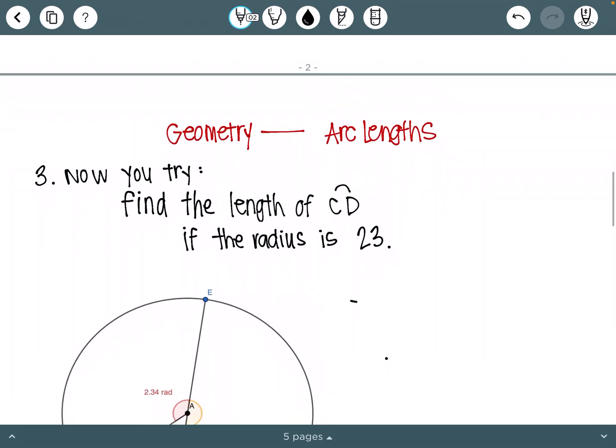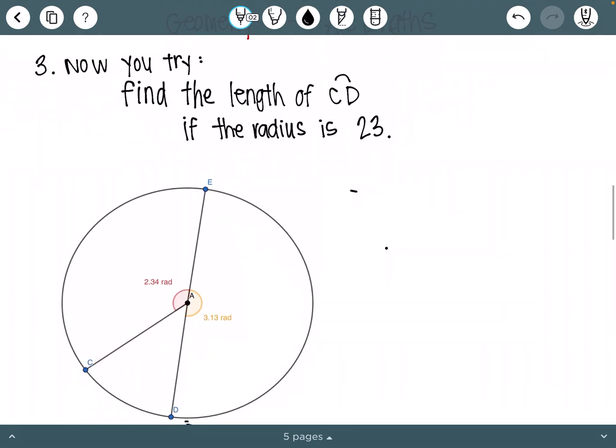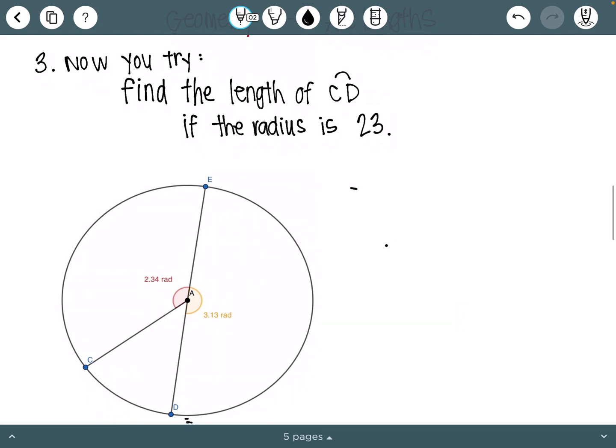Now you're going to try. You're going to find the length of CD. So locate CD if the radius is 23. It's important to remember what I said, that for the whole circle, the angle is going to be 2 pi. Okay, go ahead and try.